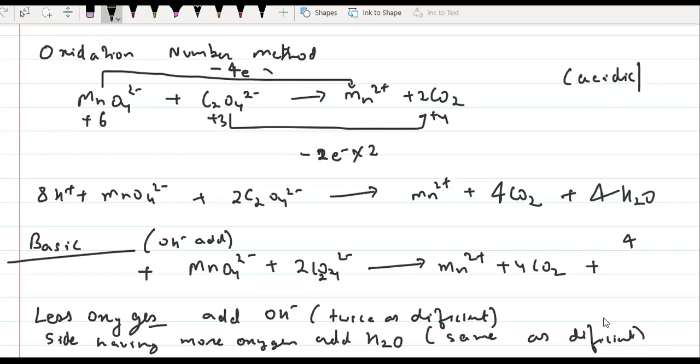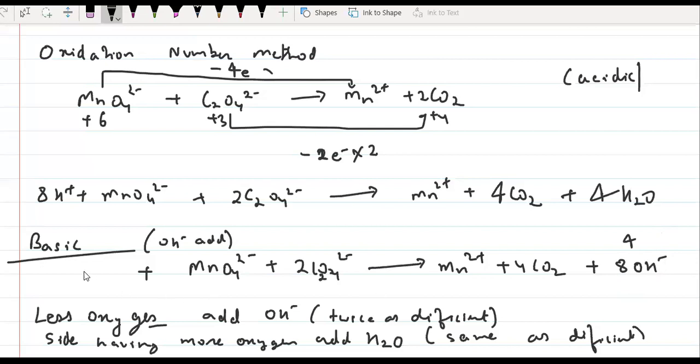Now think about this. Oxygen is deficient in which side? Reactant side or product side? Product side, right? So what should we add, OH minus or H2O? OH minus. How many OH minus? We are having 4 O deficient, so how many OH minus should be added? 8. Very good, Anjali. So 8 OH minus.